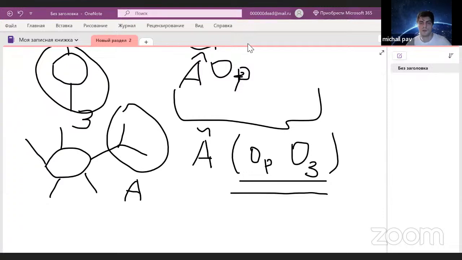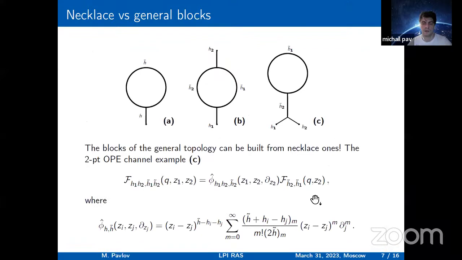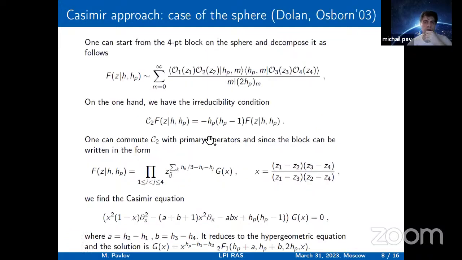So yeah, okay. So let me return to my slides. Okay, in the light of this, it's necessary to know some expressions for these blocks. And okay, so first of all, we want to analyze these blocks in the framework of Casimir approach. Let me slightly remind you about the Casimir approach on the sphere.